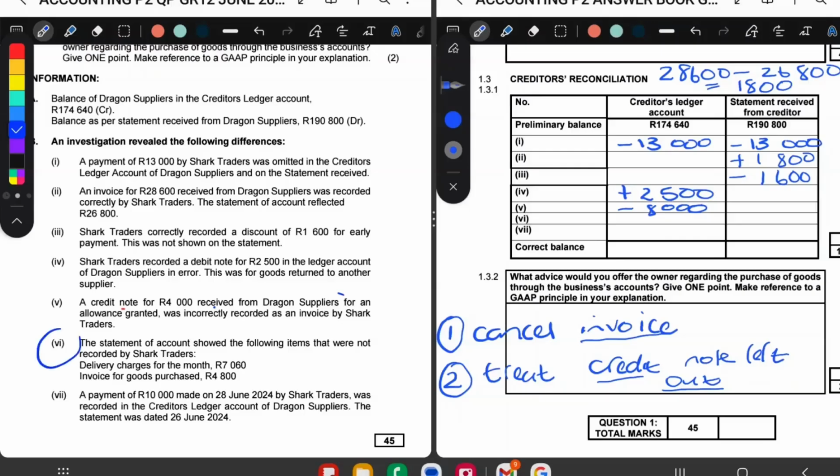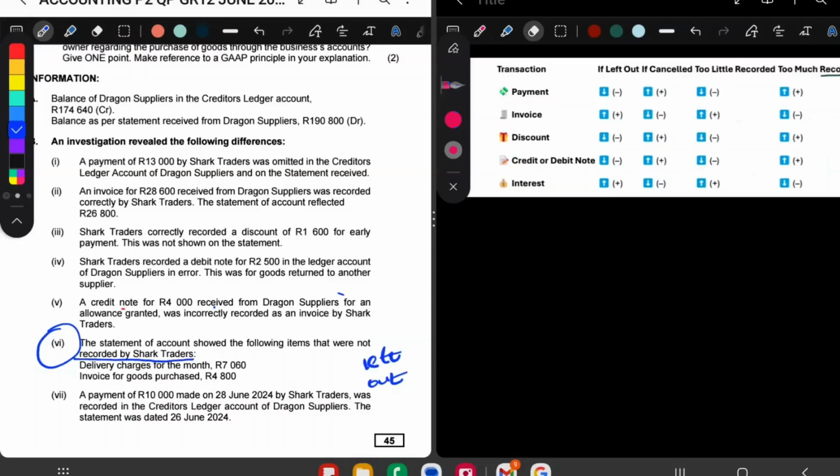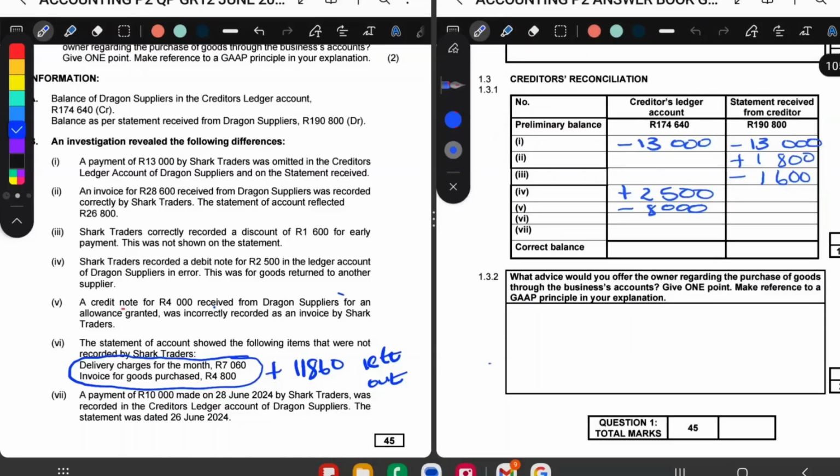Our next adjustment is this one over here. It says, the statement of account showed the following items that were not recorded by Shark Traders. So these things were not recorded by us. Okay, so the following items were left out: delivery charges for the month and an invoice for goods purchased. These two amounts, I'm going to add them together and treat them as an invoice. If I add these two amounts, it gives me 11,860. And so let's regard this as an invoice left out. If it's left out, it's a plus.